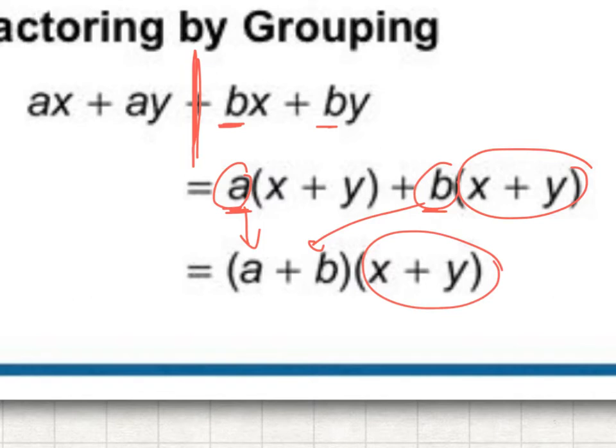But the important thing here is that what's in these parentheses need to be the same. And then they just become 1 here. Okay, so let's go to the examples on the next.